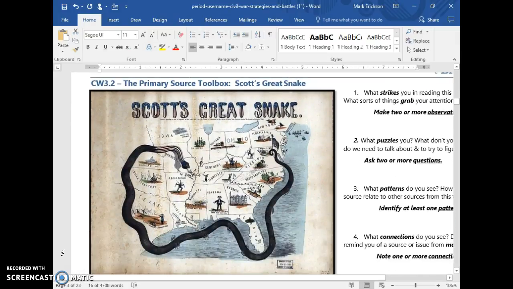Yesterday we talked about Scott's Great Snake, and we had the Anaconda Plan. You guys should be able to delete out number 3 and 4 here, and I want you to enter, and I can't do it very well, so I'm not going to show you how to do it, but you guys will figure it out. Enter underneath number 2, the Union strategy was the Anaconda Plan, and underneath that I want you to write there were 2 parts to the Anaconda Plan.